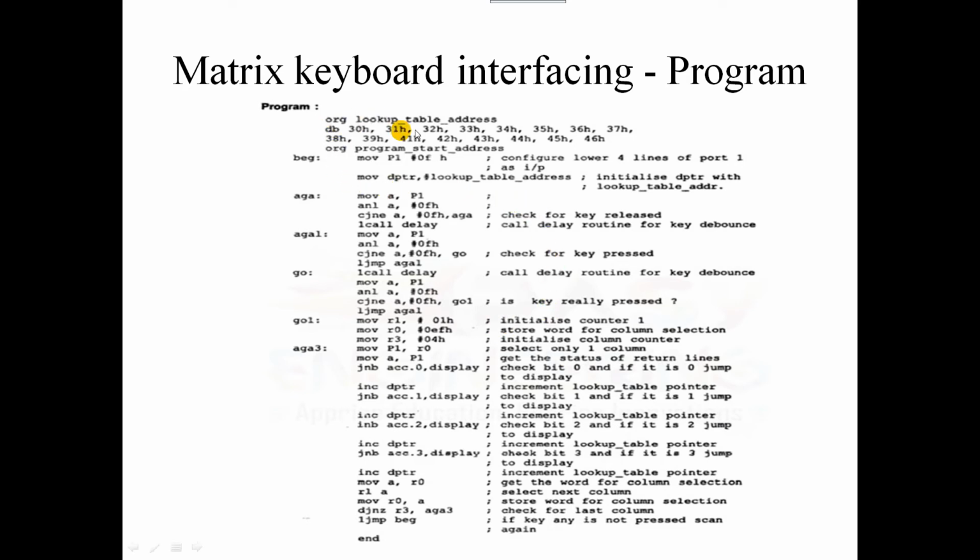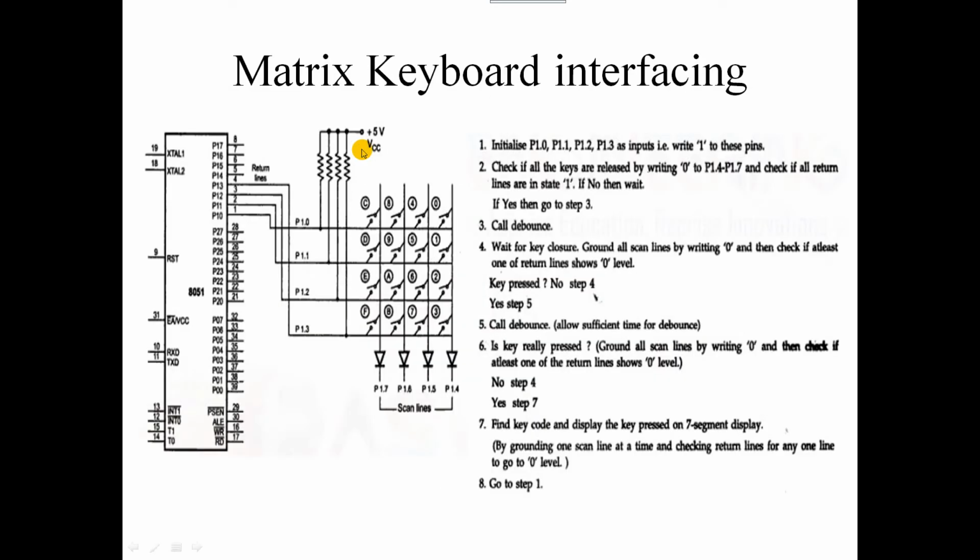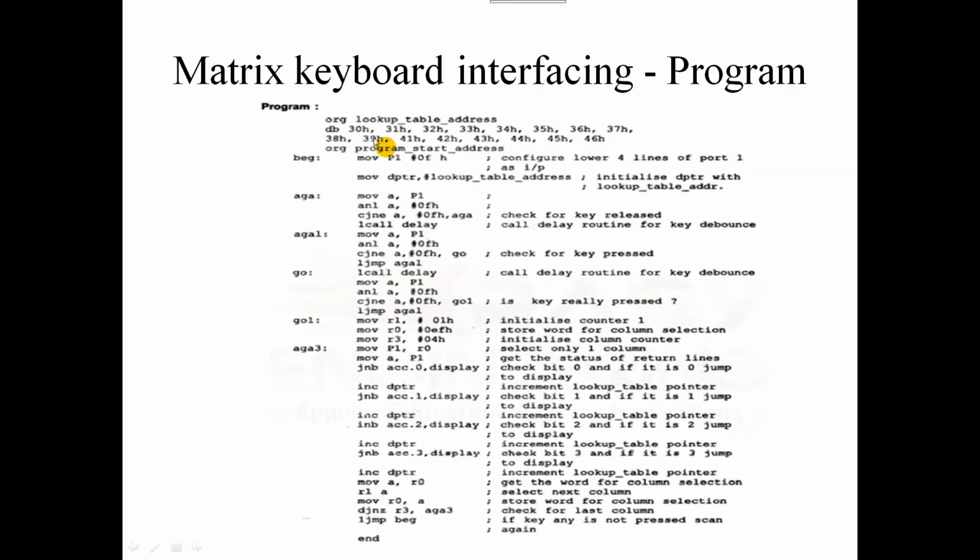Here we are going to have a lookup table. The lookup table will be giving the address for the data values for the keys that are available here. We are having numbers 0 to 9, and letters A to F. So 30 will be for 0, and then 1 2 3 4 5 6 7 8 9, and this is A, B, C, D, E, and F.